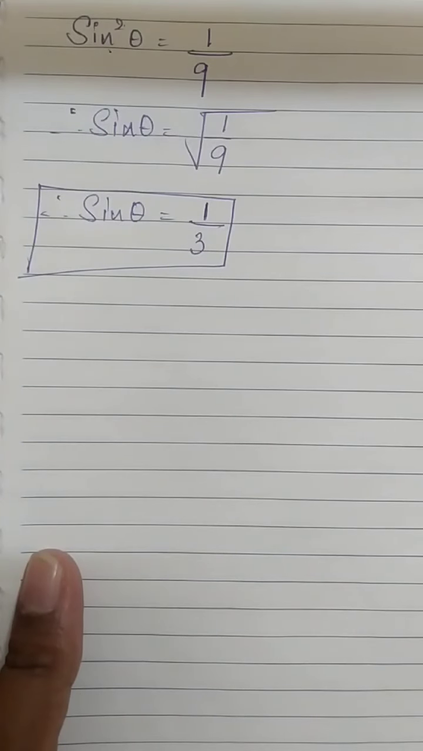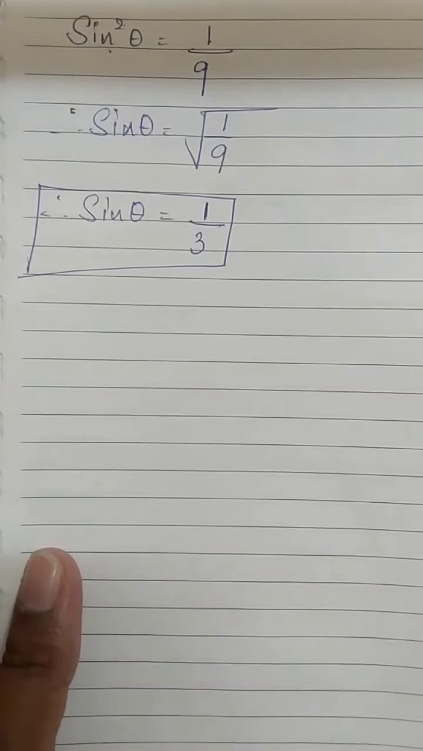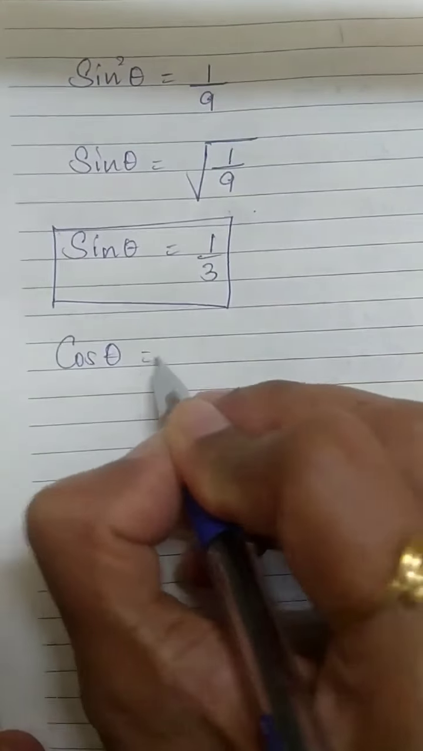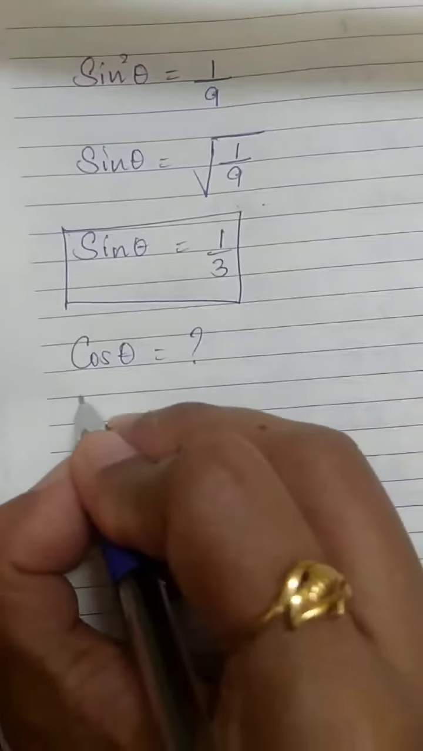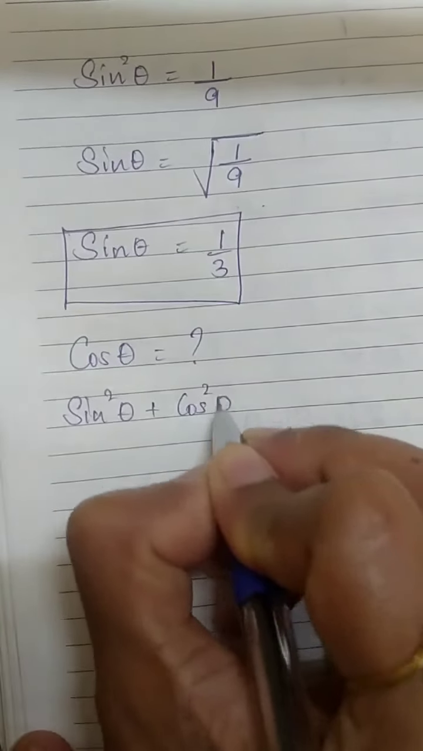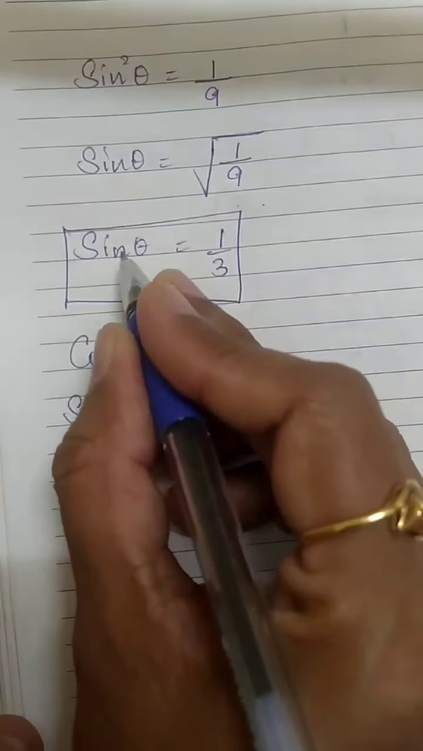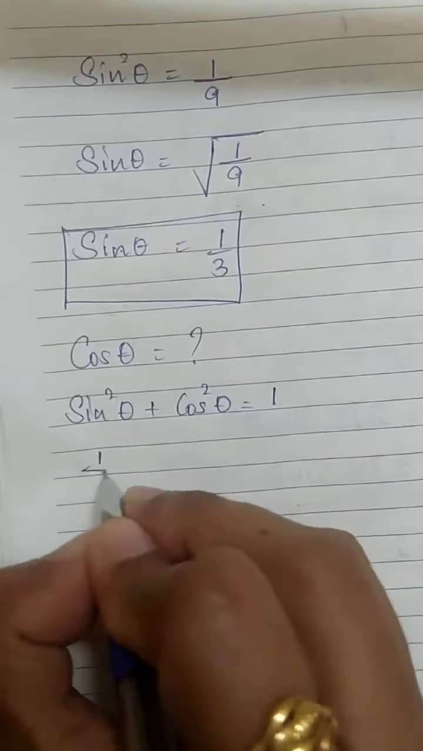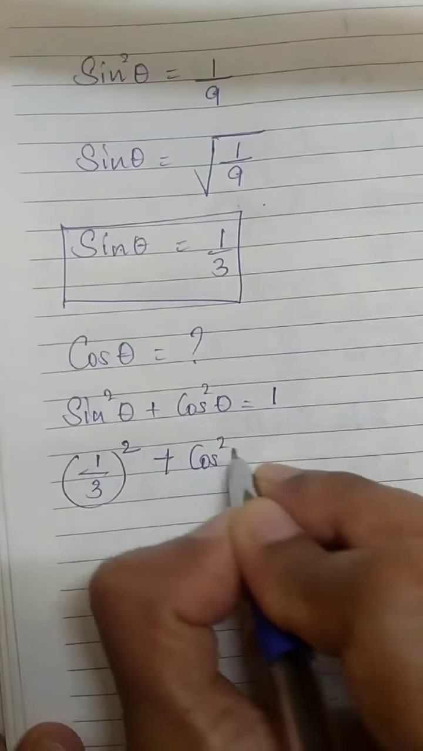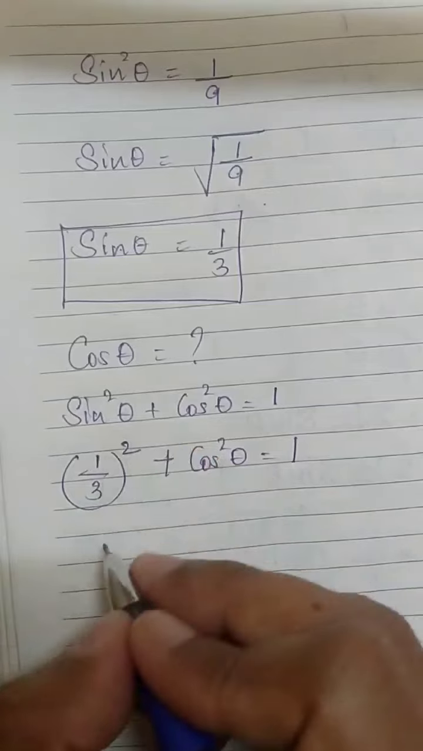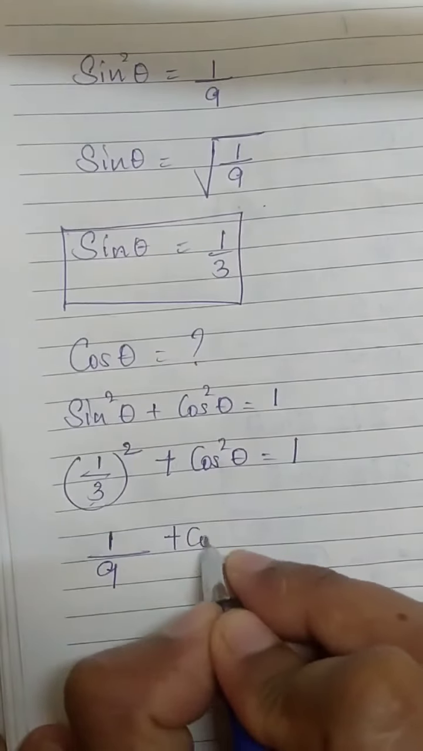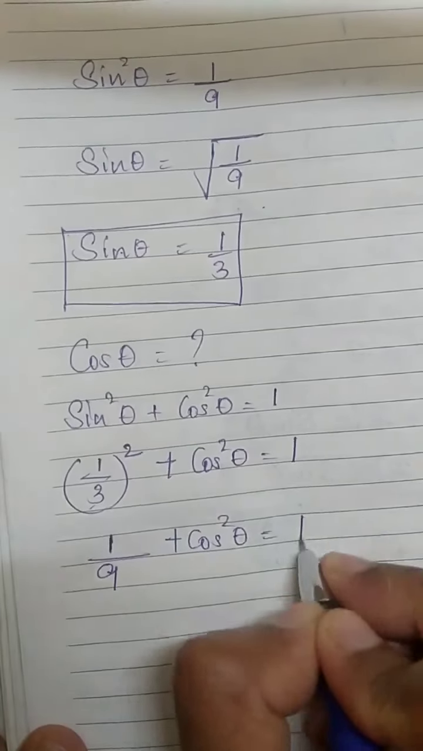Sin theta we got 1 upon 3. So what is the next ratio that we have to find? Cos theta. So cos theta, how will we find? Now we have to find that. Use the formula sin square theta plus cos square theta is equal to 1. We have sin theta as 1 upon 3, so sin square theta will be 1 upon 3 square, which is 1 upon 9, plus cos square theta is equal to 1.